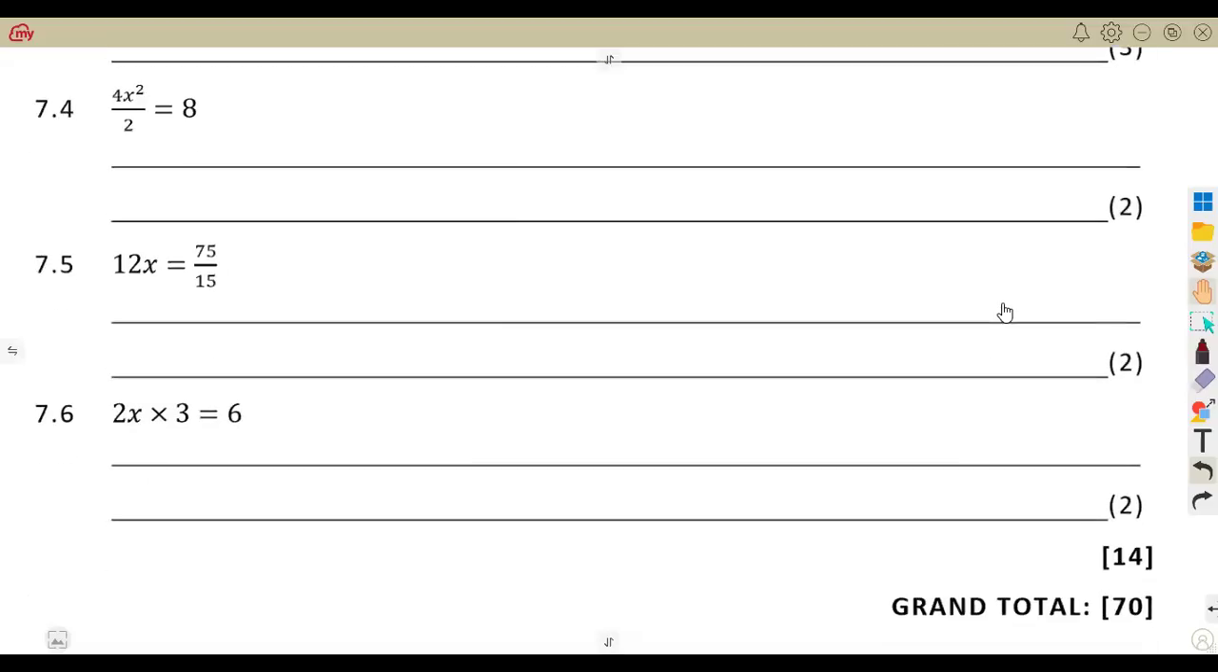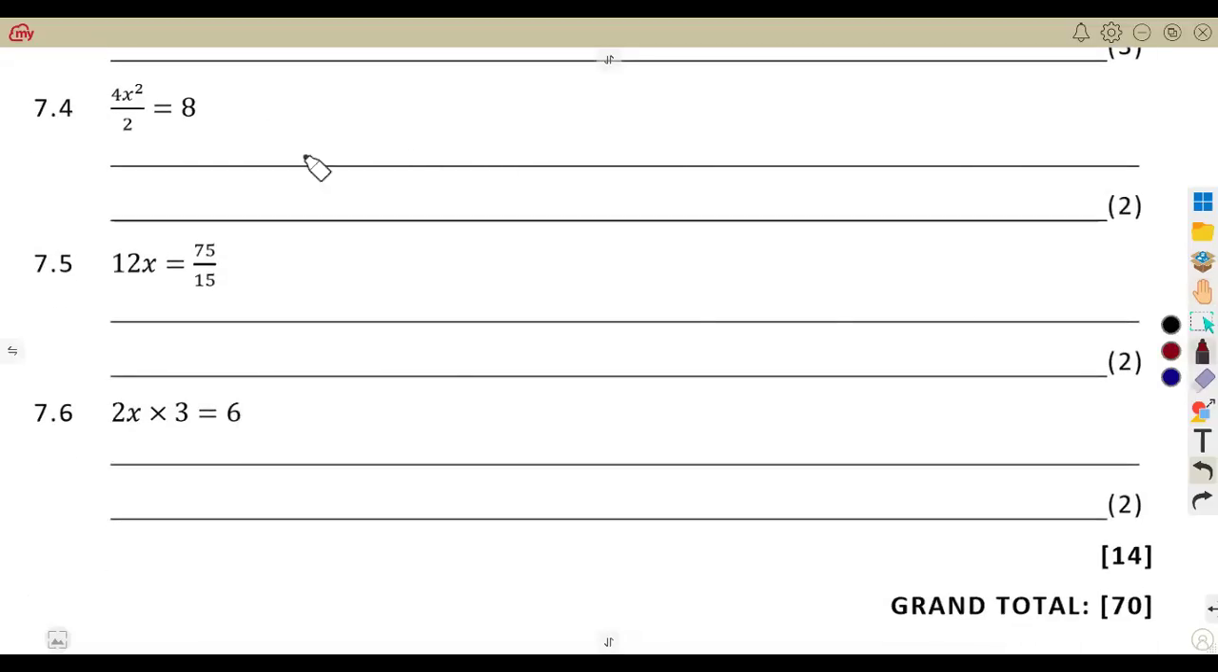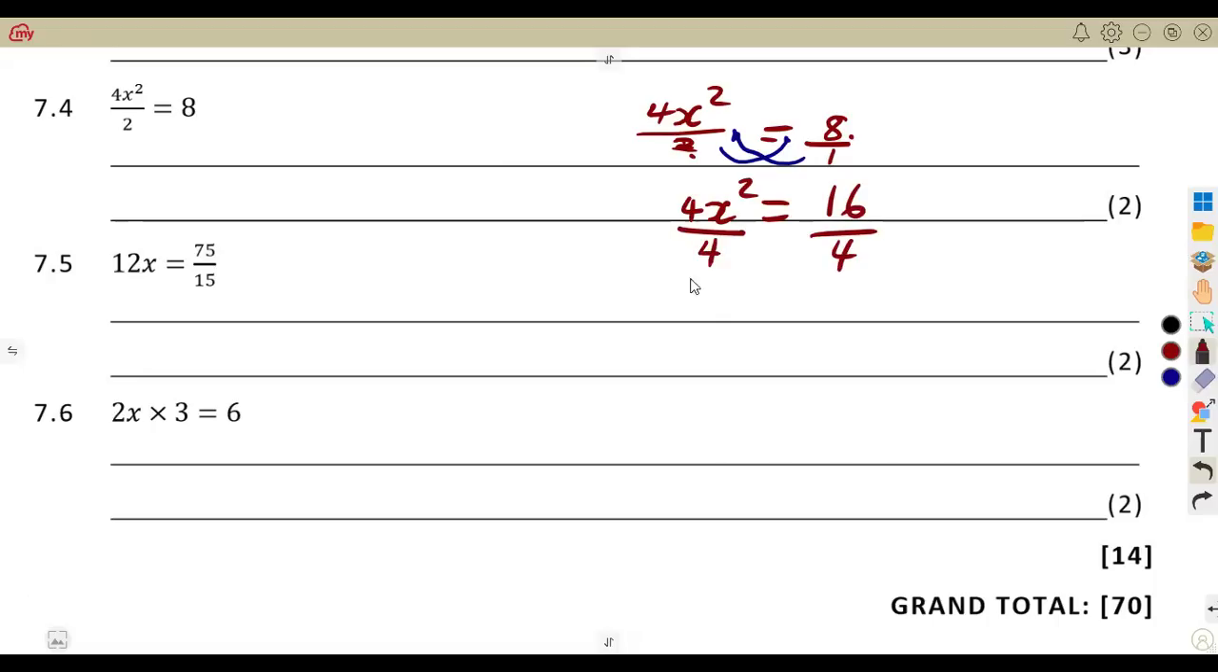All right, considering 7.4, we are given 4x squared over 2 is equal to 8. So you can even consider the cross multiplication. This is the same as over 1. So you can cross multiply by 2 here by 1. So you're going to have 4x squared is equal to 2 times 8, which is 16. So if we divide by 4 on both sides, we are going to have x squared, which is equal to 4.